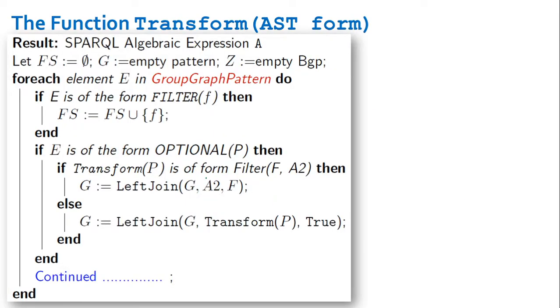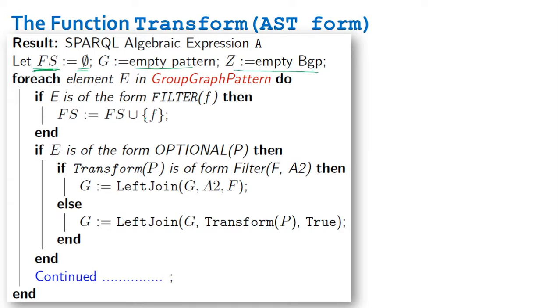Now we are left with the rest of the things. So we need to think about the filters. The query can have multiple filters, so for that we have defined a set of filters. This fs is a filter set, and we start with an empty filter set, G is an empty pattern we have started with, and Z is one empty BGP, right?